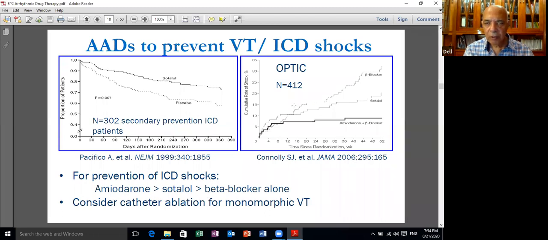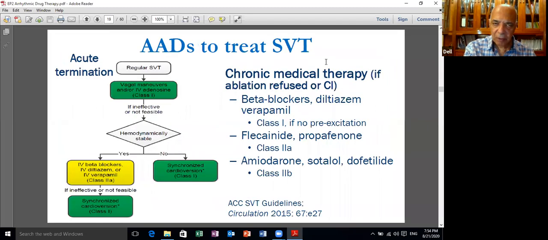But usually we use sotalol for this particular specific indication because it's safer and less toxic than amiodarone. But if it fails or if it's not available, amiodarone.